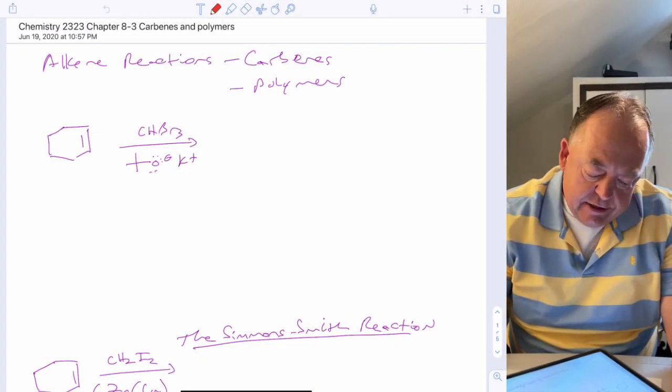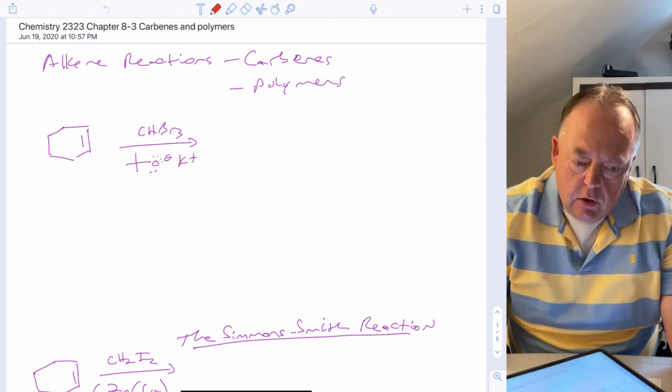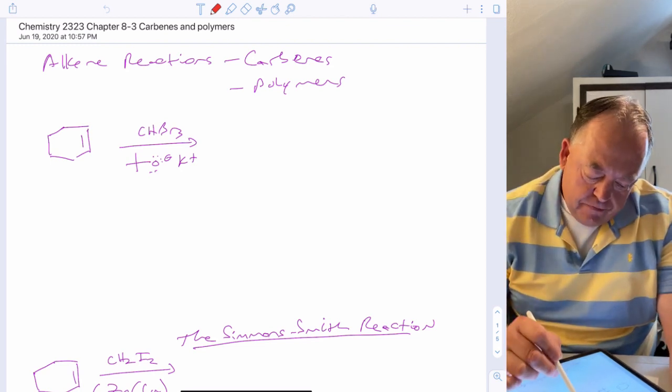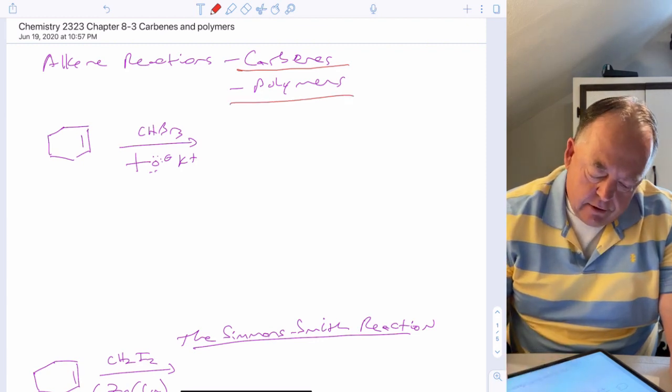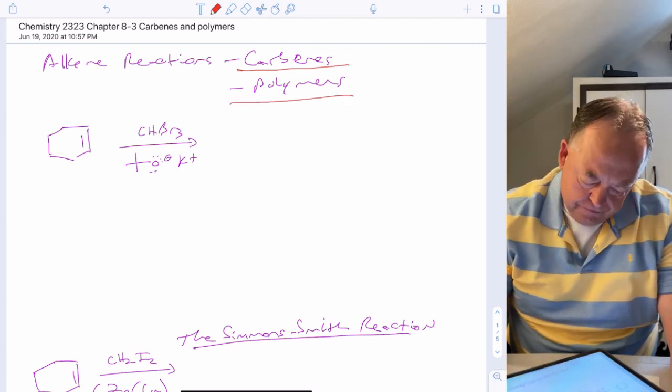Last lecture was over the reactions of alkenes. So in this lecture we'll look at reactions that go through what are known as carbenes, and then we'll look at how alkenes can be used to make polymers.